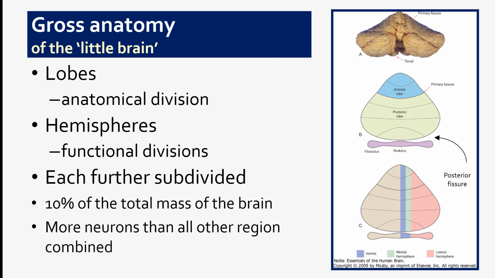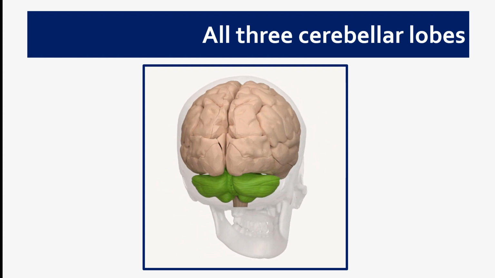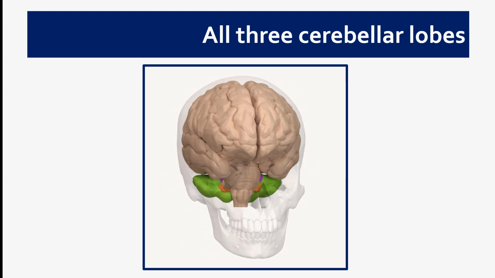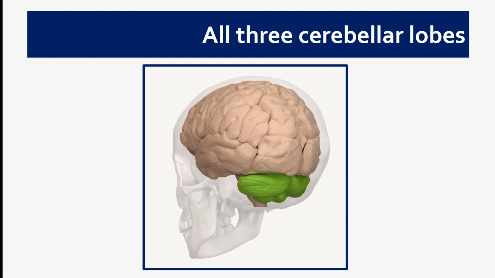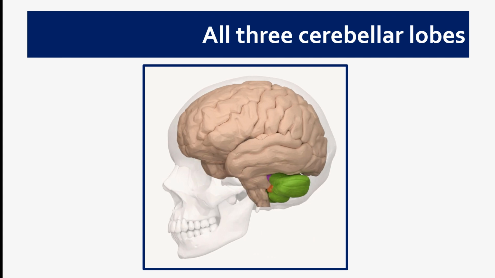Let's have a closer look then at where these three cerebellar lobes are. I'll just pause while you watch this through. And you can see here there are three colors on this three-dimensional representation. Two of them, though, are fairly well hidden.